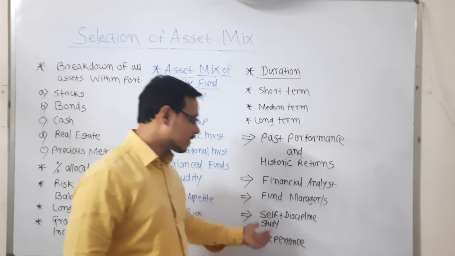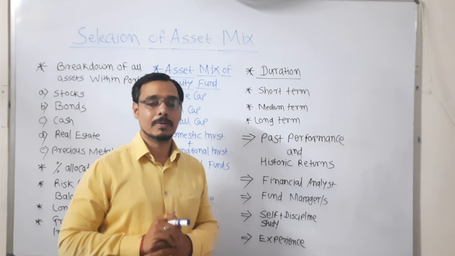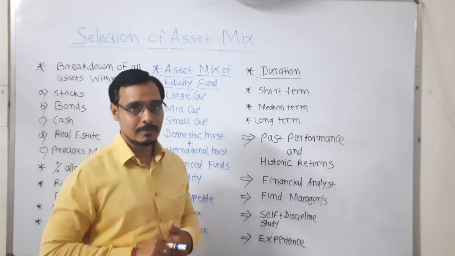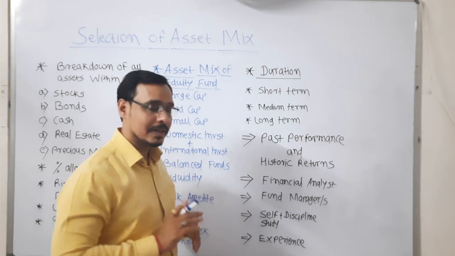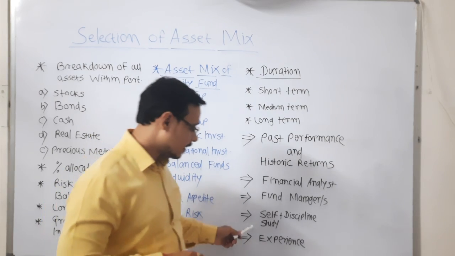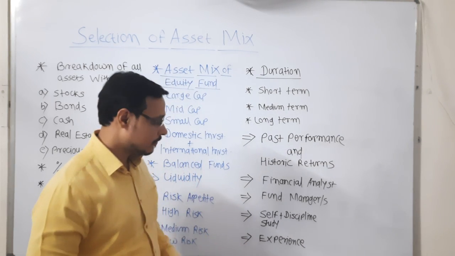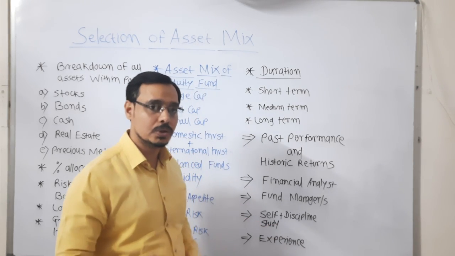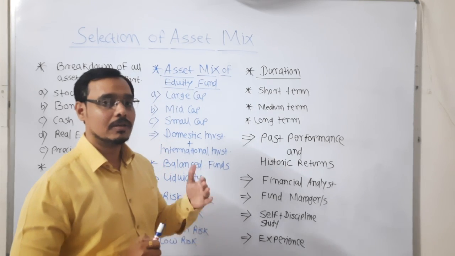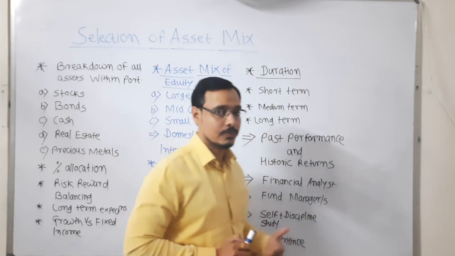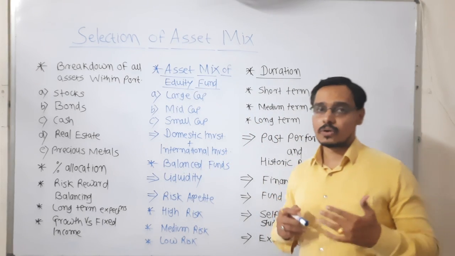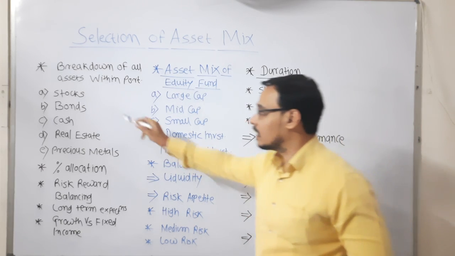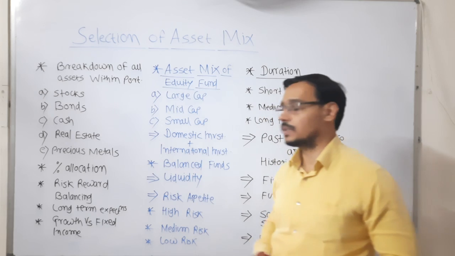Next one is self-study plus discipline. There are many people who are extremely passionate about the stock markets. They used to do self-study. They used to watch the market on a regular basis, but after self-study they should have some experience. They should start very slowly and must have a disciplined approach for getting strong returns with the help of a diversified portfolio. So this is all about the selection of asset mix, where you have to diversify your investment in stocks, bonds, cash, real estate and precious metals.